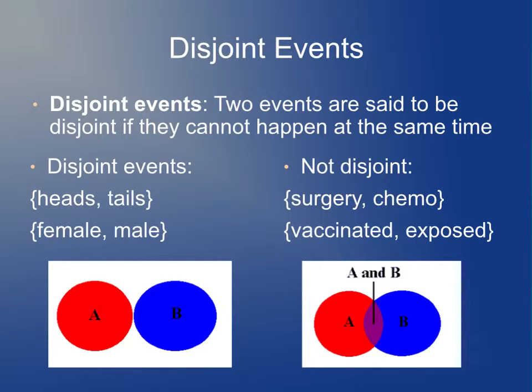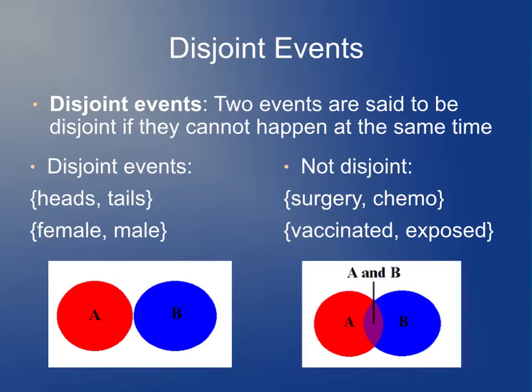On the other hand, there are some events that are not disjoint. If you're being treated for cancer, you could be treated with surgery or chemotherapy, or you could be treated with both surgery and chemotherapy. Or if you're vaccinated against a disease, you may still be exposed to the disease. Vaccination may hopefully prevent you from getting the disease, but doesn't mean you'll never be exposed to it.